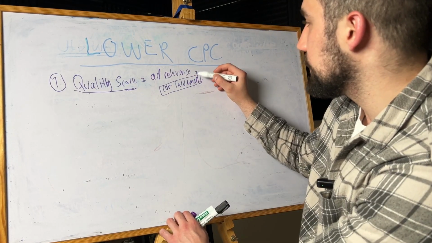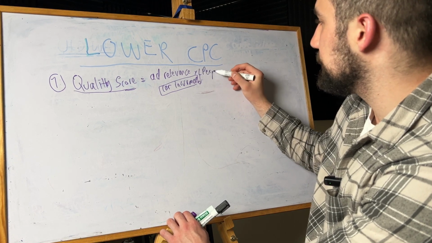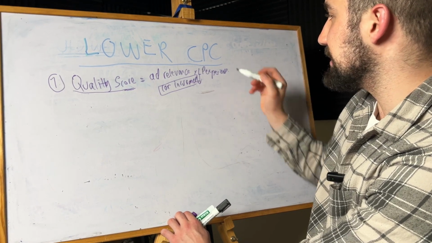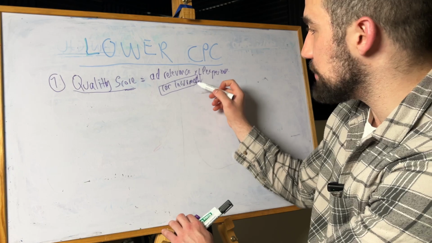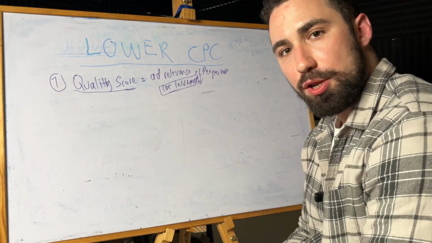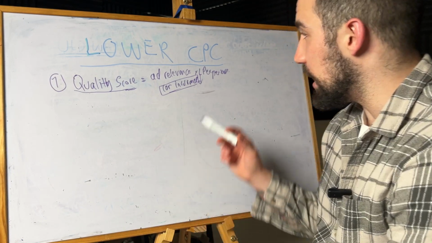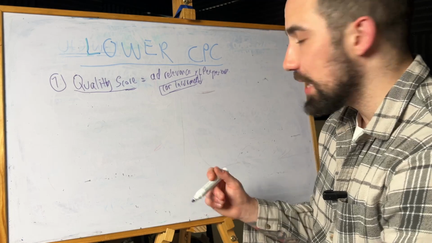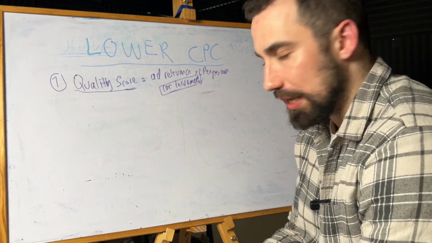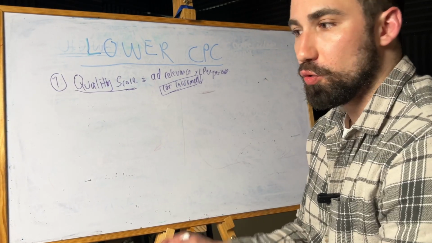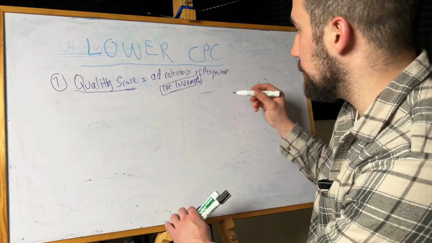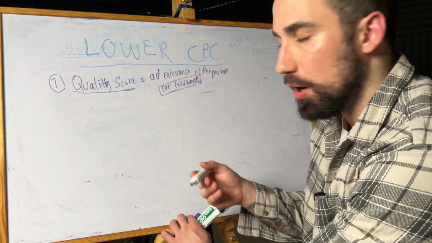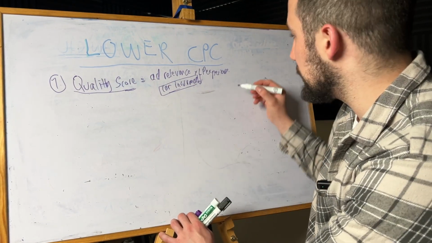Next is landing page experience: how fast your website loads, how many times you have that specific keyword on your landing page, and how long people stay on your landing page. And do people convert on your landing page? If nobody converts, your quality score over time will go down. So you will have to pay more, and your cost per click will eventually increase.